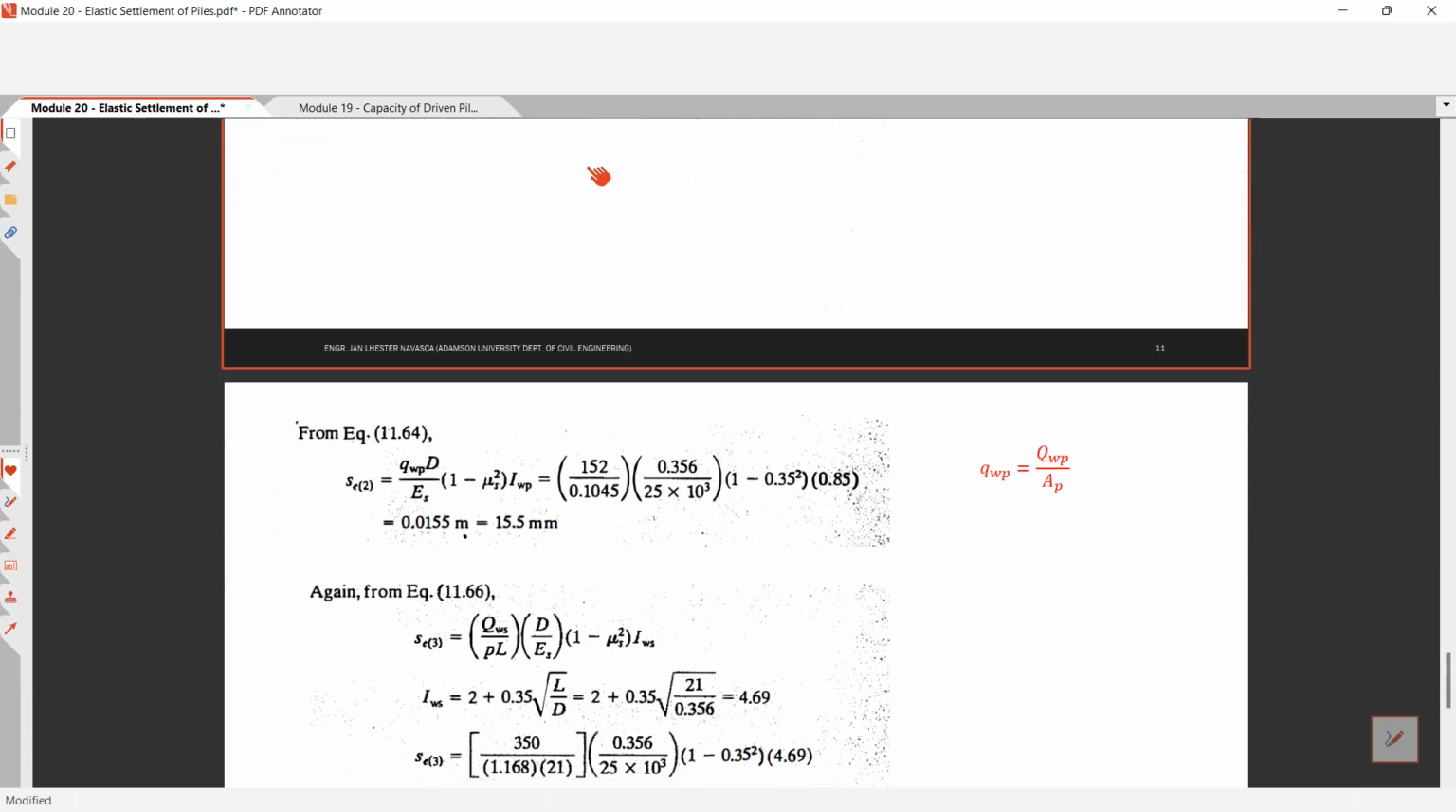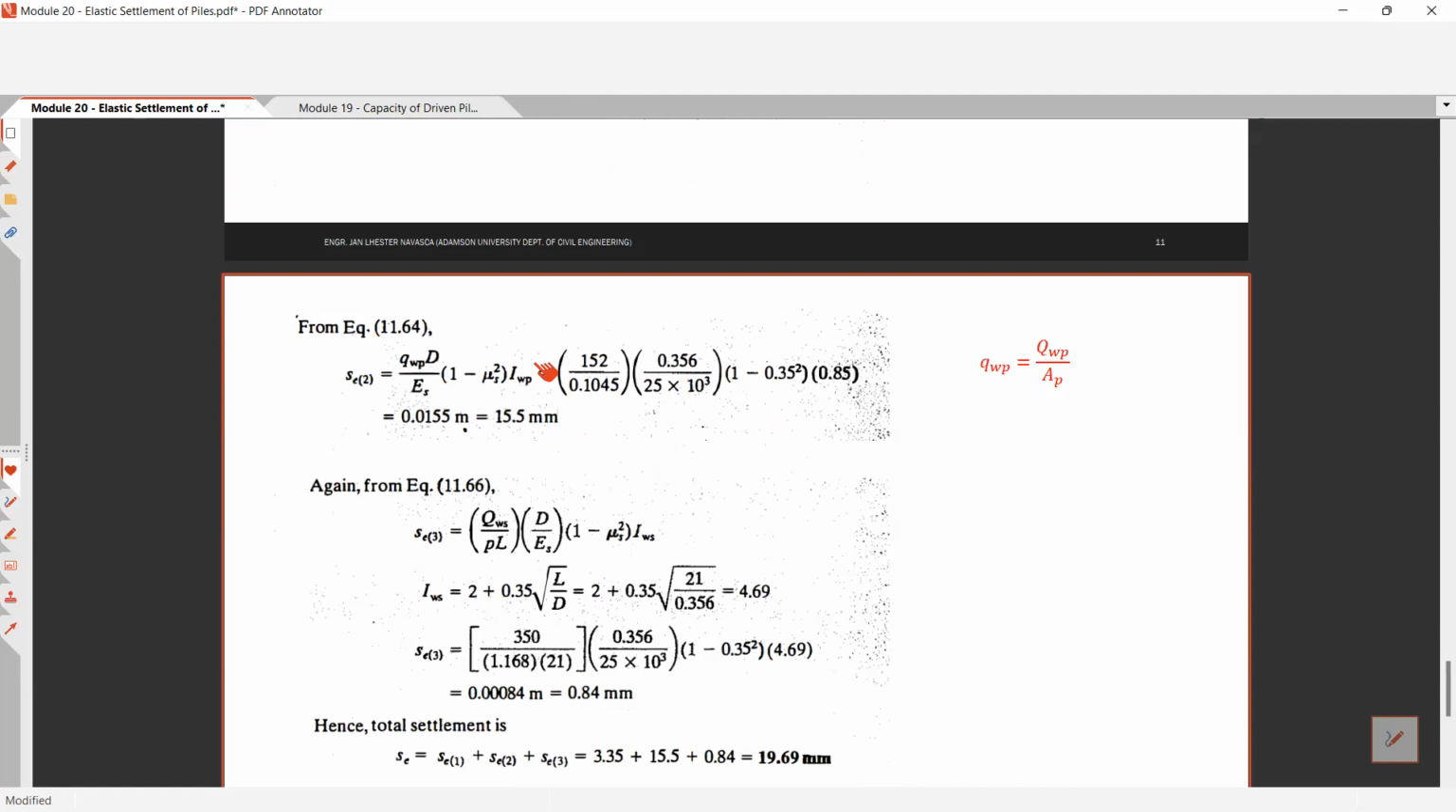Next is yung SE sub 2. SE sub 2 is given by this equation, Q sub WP times D over ES times 1 minus mu squared times I sub WP, whereas your I sub WP is assumed to be 0.85, the influence factor. Before we start, take note of this one. The Q sub WP is the force per unit area, naka small letter yung Q. Therefore that is Q sub WP divided by A sub P, ito yung pressure dun sa Q-tip.